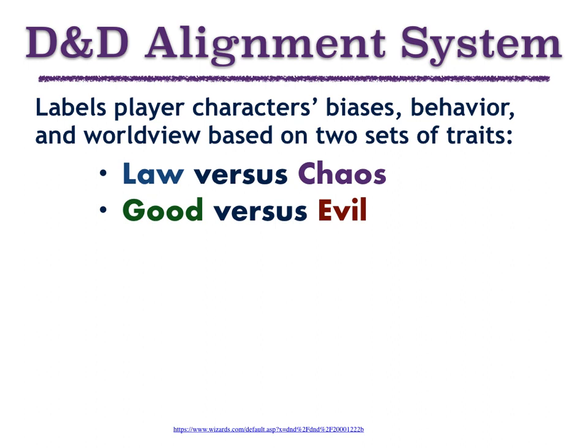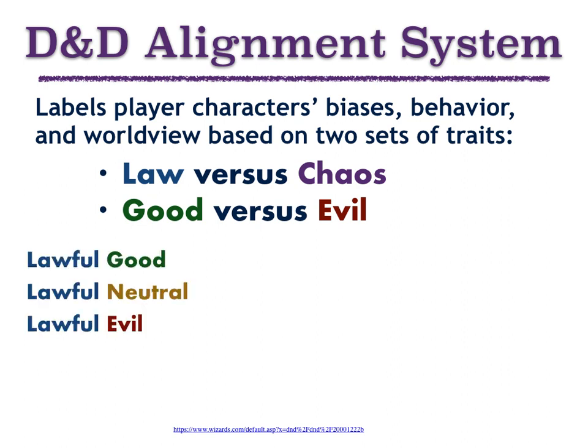So law versus chaos is a continuum, but there is a center point in that continuum, and that is represented by neutral. So in looking at law versus chaos, what we're actually looking at are 3 different ways that might be interpreted. Lawful good, lawful neutral, or lawful evil.